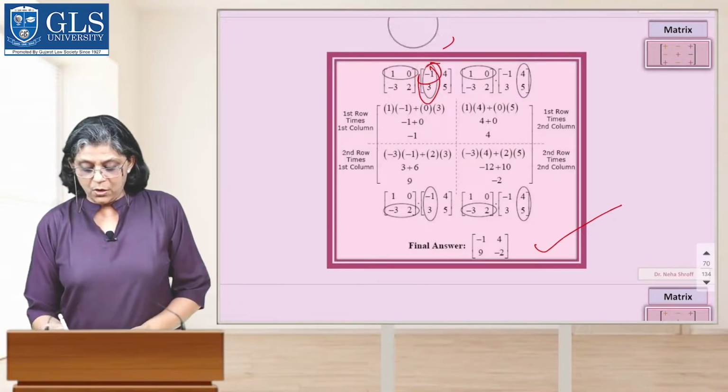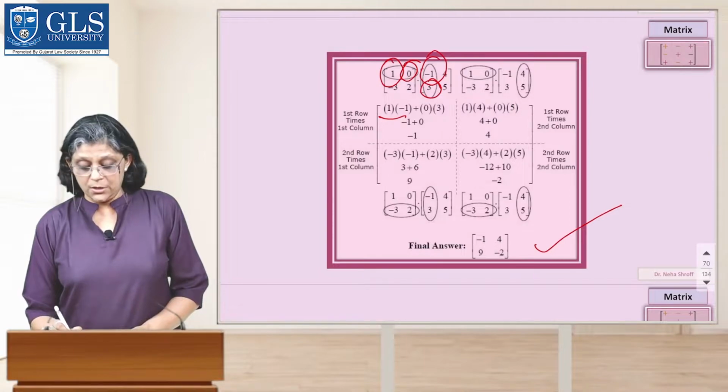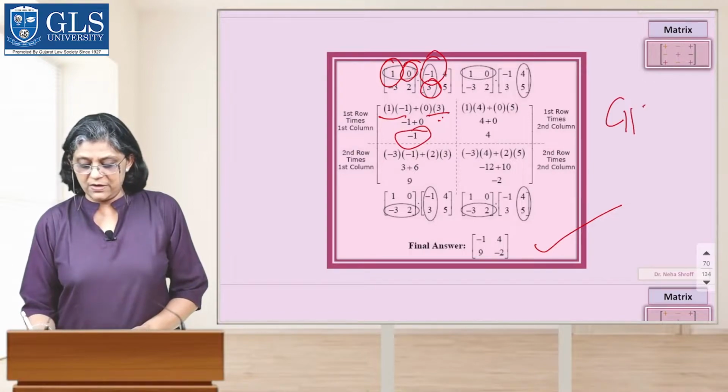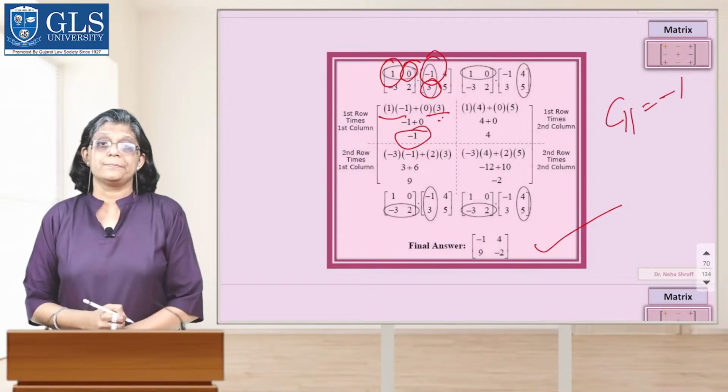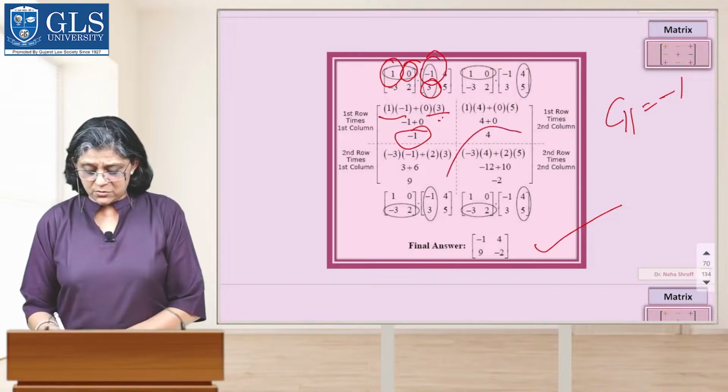So what we observed here is that this one is multiplied to this one and this 0 is multiplied to 3. So we get 0 into 3 is 0 and my first cell value, that is C11, will be -1. Let me try with this one.